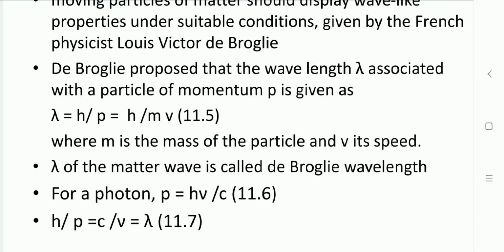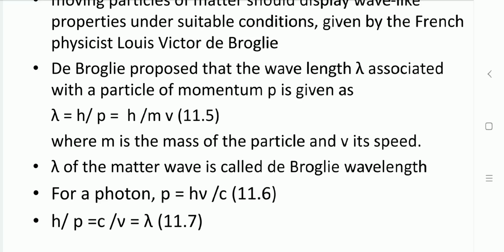This lambda is attributed to a wave, while this momentum p is attributed to the particle. So here lambda and v both are there. v defines the velocity of the particle and lambda defines the wavelength of that particular wave. h is Planck's constant. So for that particular photon, p equal to h by lambda, or we can say hv by c.